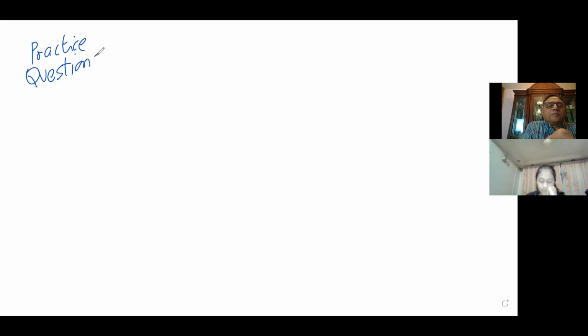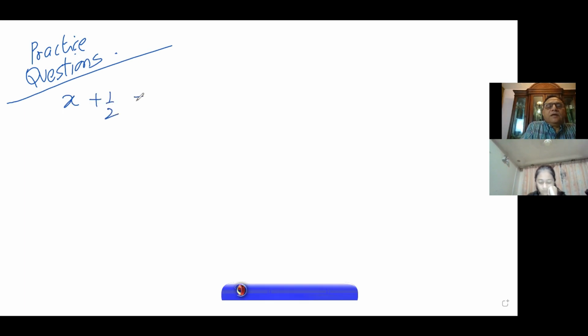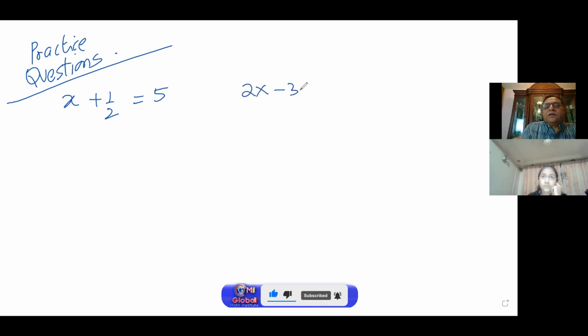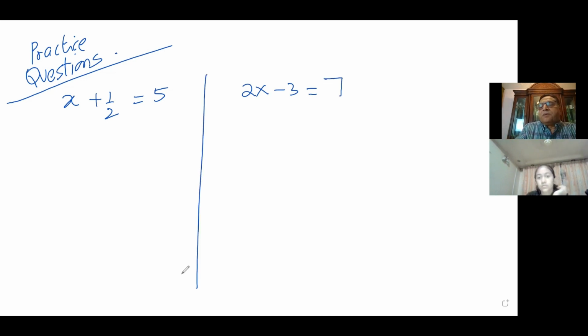Okay, so Naisha, we learned many techniques. Now, here are some practice questions for you. So, let me write down randomly. So, the first question is x plus half equals, let's say, 5. Then we have a question which is 2x minus 3 equals 7. Now, let's solve these questions one by one. First one, how will you do the first one? Tell me.